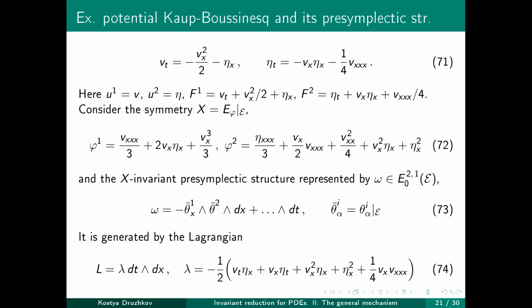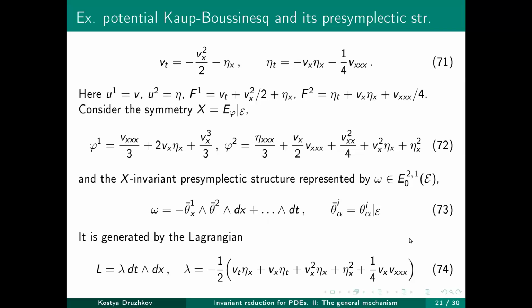It's important to know that in the case of 1+1 evolution systems, the dt component of a representative is not important for our mechanism. Actually, we can forget about it. Roughly speaking, we can throw this temporal part away. The entire reduction is defined only by the spatial part of the presymplectic structure. So the presymplectic structure is generated by the Lagrangian for the potential system.